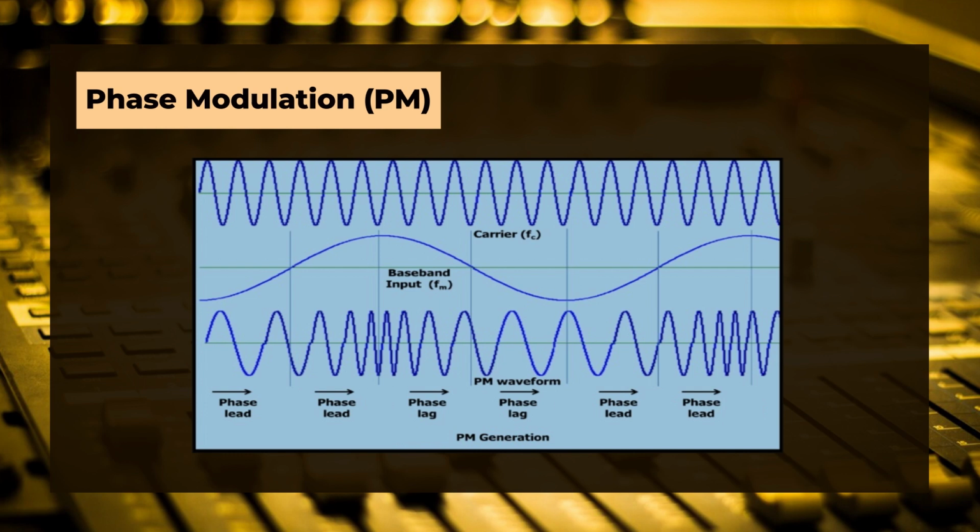To visualize this, imagine a carrier wave. In phase modulation, when the input signal changes, it causes the phase of the carrier wave to shift accordingly. These phase shifts encode the information from the input signal onto the carrier wave.